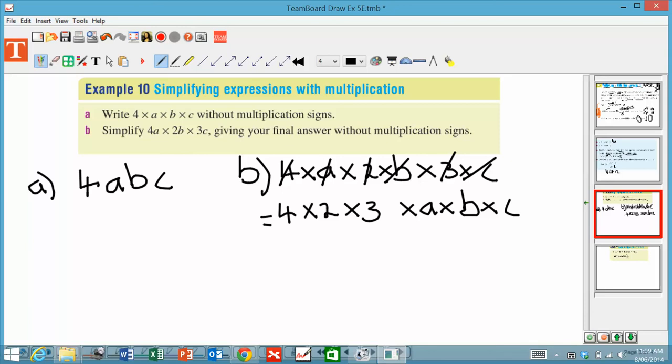You've got them all. Okay, it's a good way to check them off to make sure you've got all of them. Now I can multiply my numbers out. 4 times 2 is 8, 8 times 3 is 24, and my letters, get rid of the multiplication signs, alphabetical order after it, 24ABC. So for a question like that, you bring all your numbers to the front, get all your letters in alphabetical order to the back, multiply your numbers out, put your letters in after it, in alphabetical order. Pretty simple, not hard.